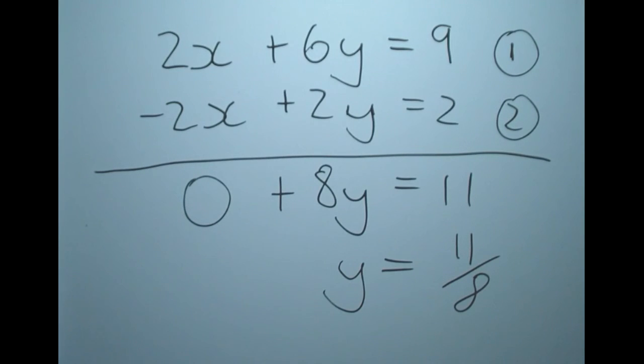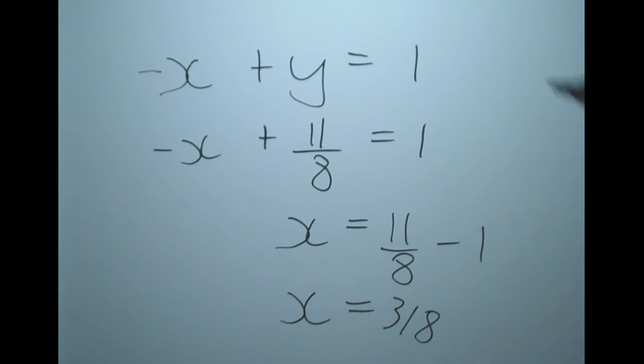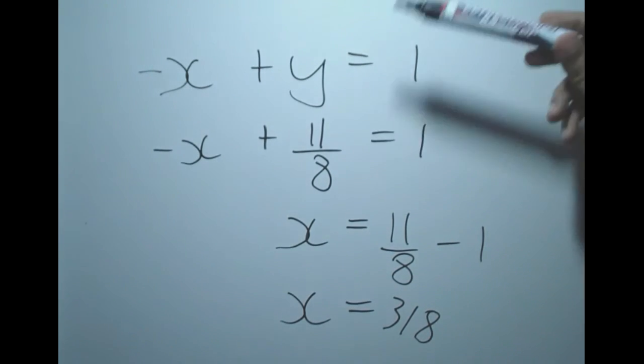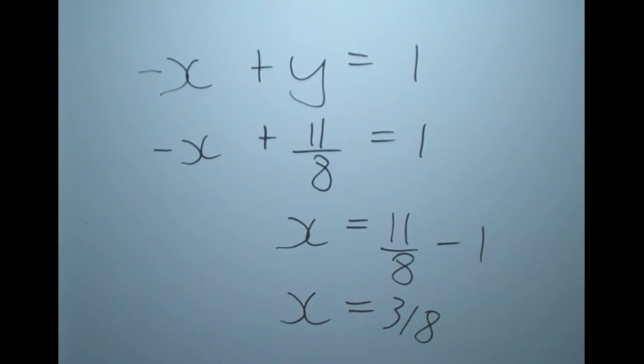Now, to get my x value, I'm going to need to take this y value and put it into one of these equations. Now remember, before I messed with my second equation, I had minus x plus y is equal to 1. And that is my simplest equation. So I'm going to put this y into there. So I take my value of 11 over 8 and I put it where y is. So I end up with minus x plus 11 over 8 is equal to 1. So solving this equation gives me x is equal to 3 over 8. And that is also a fraction, but that is also fine because we are allowed to have fractions.